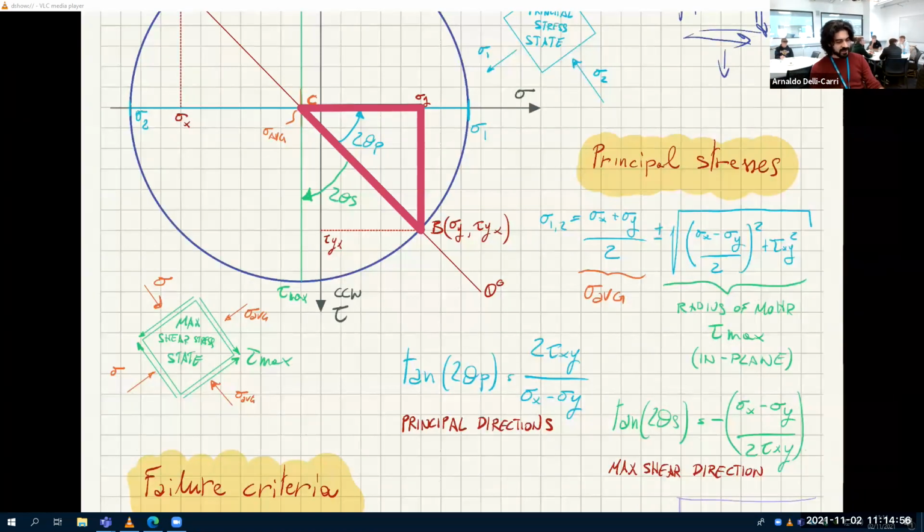And of course, 2 theta s, what is it? It's the complementary angle, because 2 theta p plus 2 theta s gives you 90 degrees. Do you agree? So instead of being opposite over adjacent, it's adjacent over opposite with a negative sign, because it must go in the opposite direction. So instead of being counterclockwise, it's clockwise. So it's the inverse of this with a minus sign on top. All right, that's it. So let me remove this one. There we go.